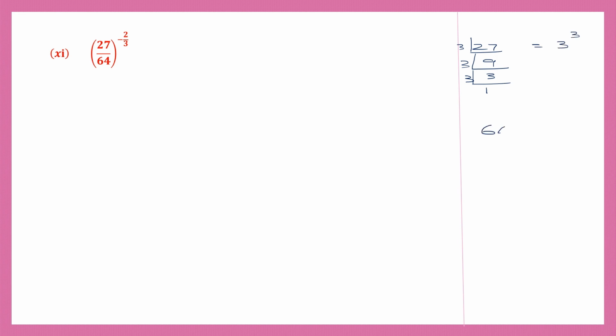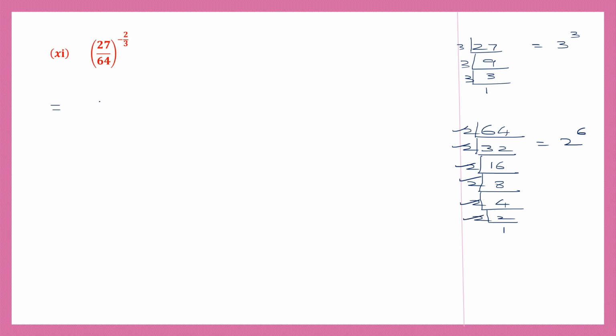What about 64? Let's try with 64 with 2. 2 threes are 6, 2 twos are 4, 32. 2 into 16 is 32. 2 eights are 16. 2 fours are 8. 2 twos are 4. And 2 ones are 2. That means 2 raised to the power of how many? 1, 2, 3, 4, 5, 6. 2 raised to the power of 6. So instead of 27, we can write 3 raised to the power of 3, and instead of 64, we can write 2 raised to the power of 6.